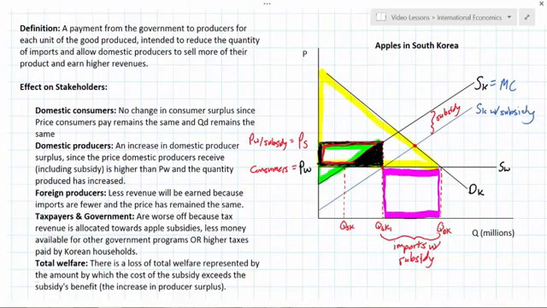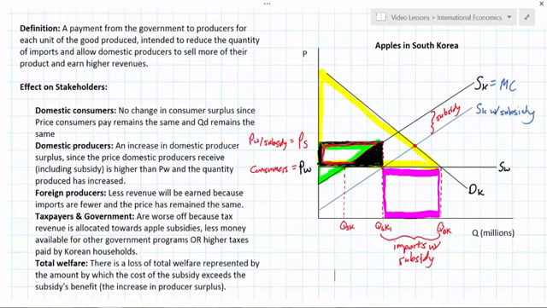On the surface, it appears that nobody is harmed by this decision. Consumers are not made worse off and producers are made better off. With that analysis alone, you might say that the subsidy increases welfare in South Korea. However, that fails to account for the cost of the subsidy to taxpayers and the rest of society.